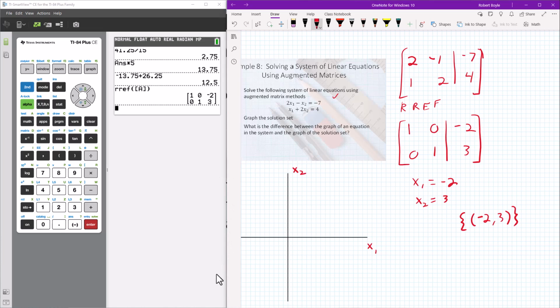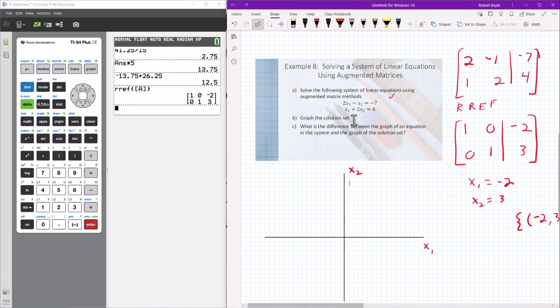The second part of this problem is to graph the solution set. Okay, let's go ahead and do that. Well, the solution set is one point. It is the point negative 2, 3. So what you're going to do is just find that point: 1, 2, the negative 2, 1, 2, 3, that right there. This is the graph of the solution set. Okay, so that's part B.